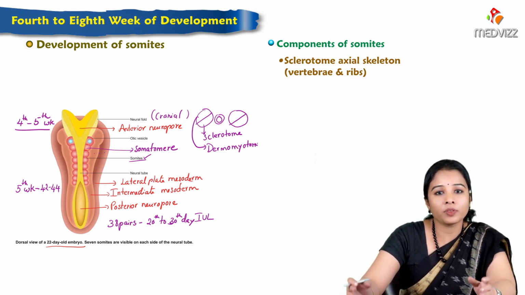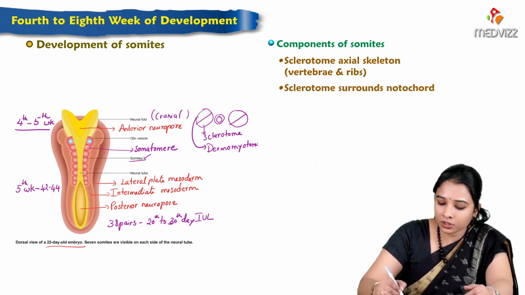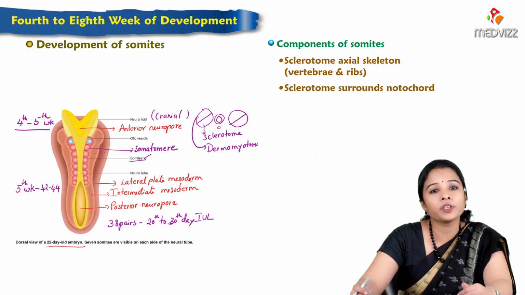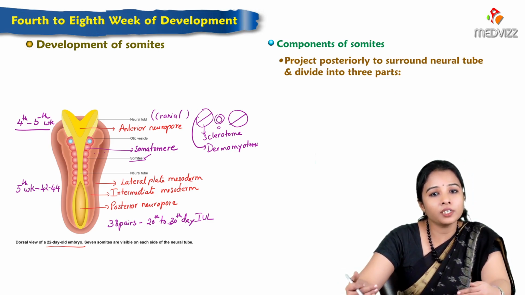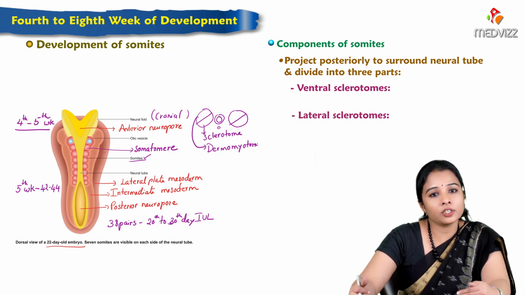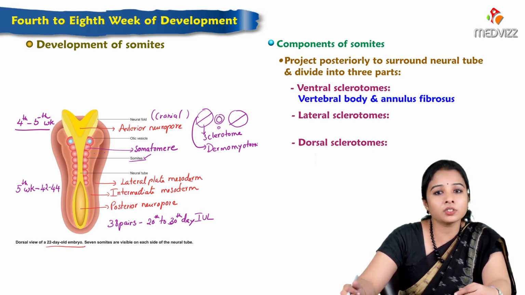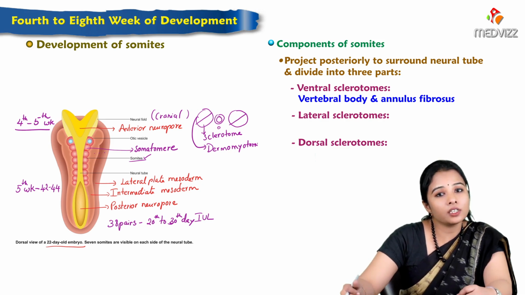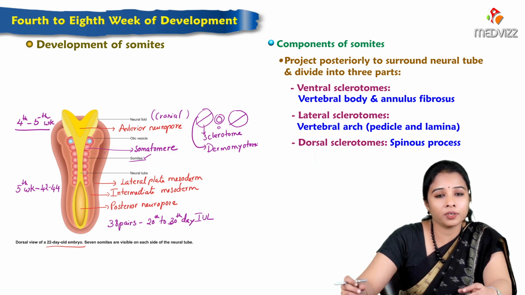So sclerotome forms the bony component. Sclerotome gives rise to the axial skeleton, that is the vertebrae and ribs, and sclerotome surrounds the developing notochord, which is present beneath the neural tube. It projects posteriorly to surround the neural tube also, and further it is divided into ventral sclerotome, lateral sclerotome and dorsal sclerotome. Ventral sclerotome forms the vertebral body and annulus fibrosus, which is a part of the intervertebral disc. Lateral sclerotome forms the vertebral arch, that is pedicles and laminae. And dorsal sclerotome forms the spinous process of the vertebra. So these are the parts of the vertebra which are derived from each part of sclerotome.